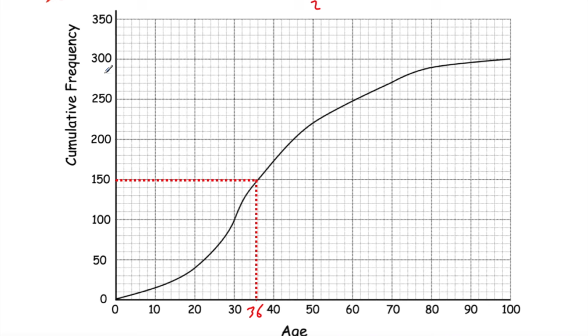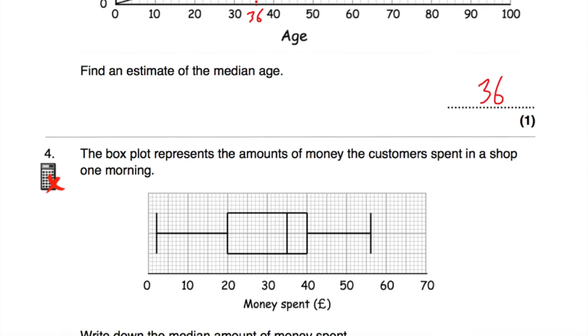So in terms of finding the position of the median, just take the total cumulative frequency and halve it to find the 150th value, and just go across and down, and then that will find your estimate for the median. Okay, let's look at our next question, question number 4.